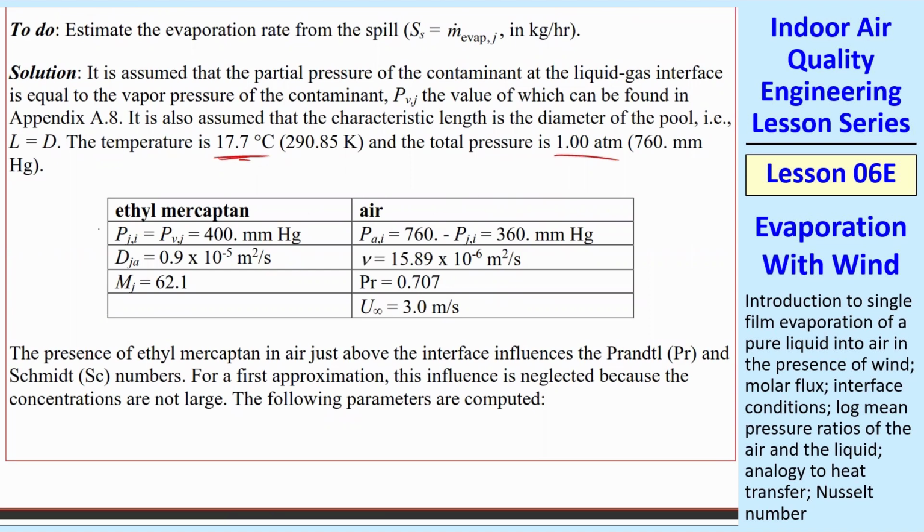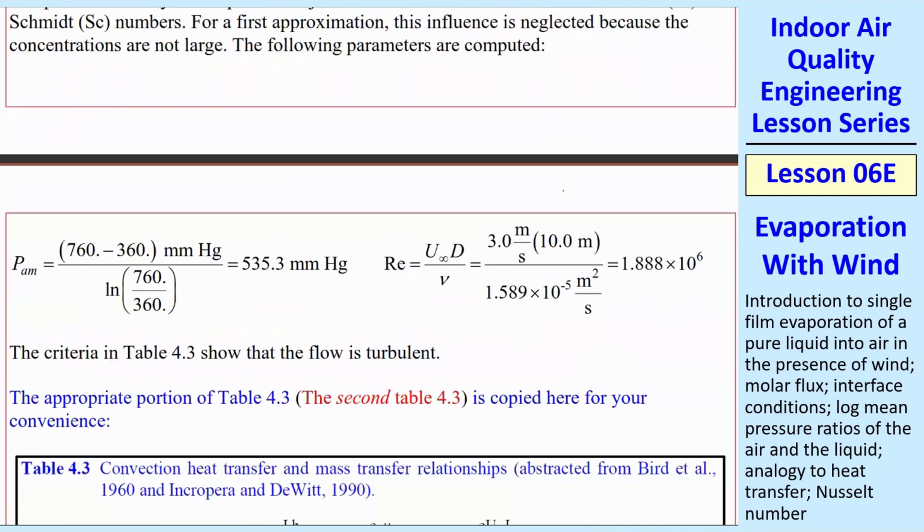We look up these guys in the tables or the NIOSH pocket guide, and we find the molecular weight and the binary diffusion coefficient. By the way, I have JA here. DAJ and DJA are the same because it's a binary diffusion coefficient between air and species J. We know 400 millimeters. Plug that into PIJ. To get PAJ, we look up the kinematic viscosity of air and the Prandtl number, and U infinity is given. So we use the following equations.